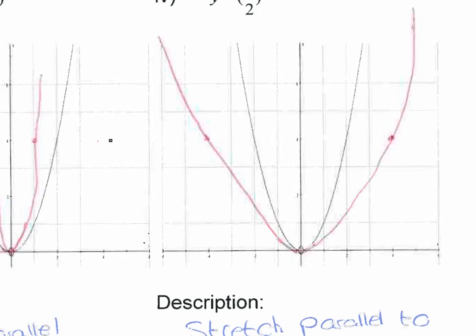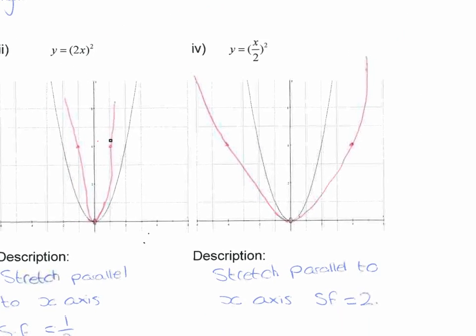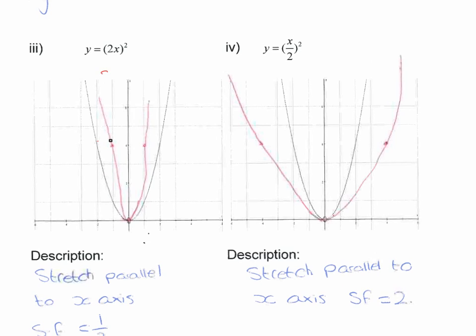So for x-axis stretches, if it's a fraction in the equation, it means that the graph gets pulled outwards. However, if it's a whole number that you're multiplying x by, the graph actually gets squeezed in. So the x-axis ones are the trickier ones. The y-axis ones are much more straightforward, and that's what we're going to move on to look at in the next few slides.